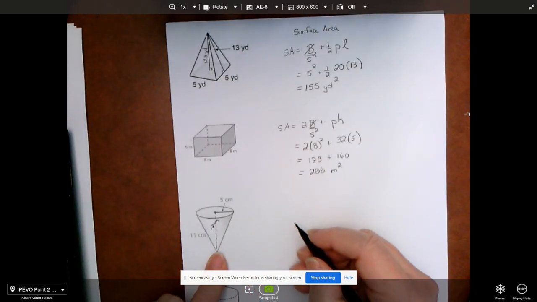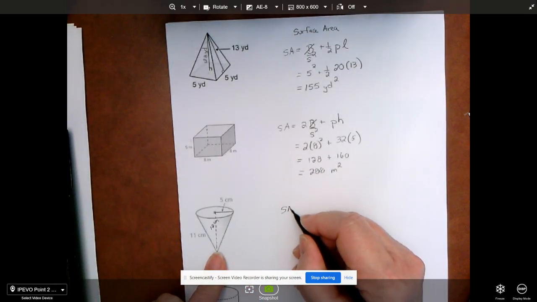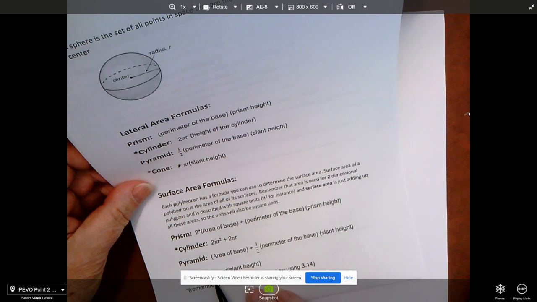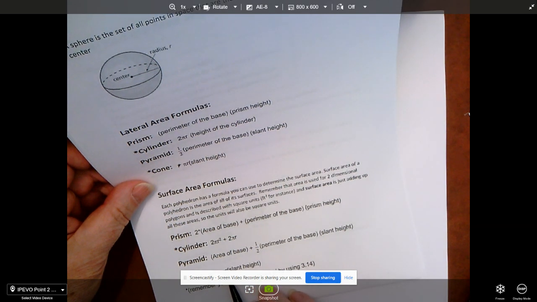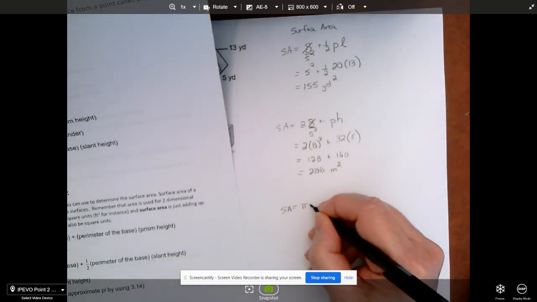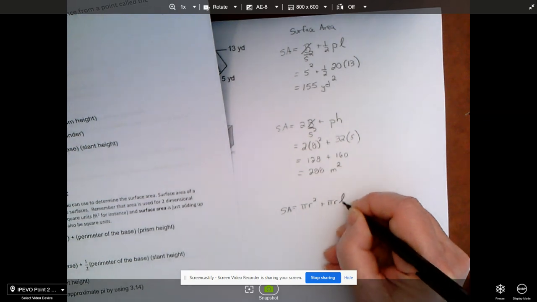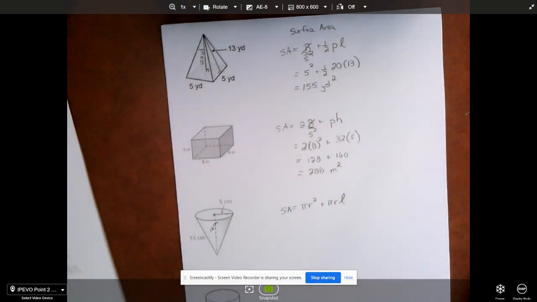All right, this one we said was a cone. So let's go ahead and look up what the surface area of a cone is. It's pi r squared plus pi r times the slant height. So let's write that down. Pi r squared plus pi r, and I'm going to use that cursive l for slant height.